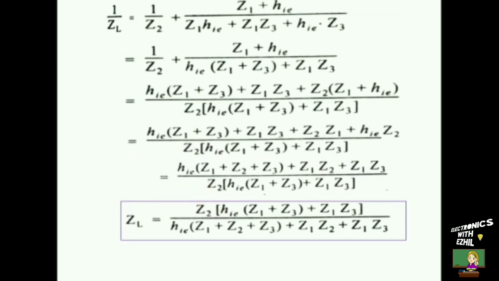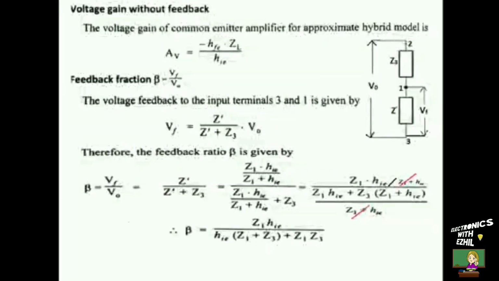We know ZL is the load impedance, so we have to take the inverse of this expression. Now the numerator becomes the denominator and the denominator becomes the numerator. This is the expression for load impedance.